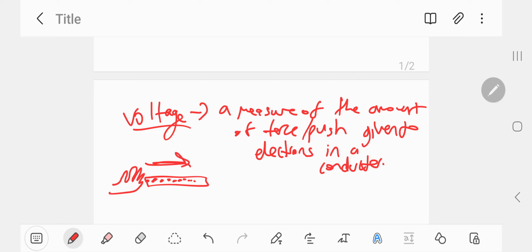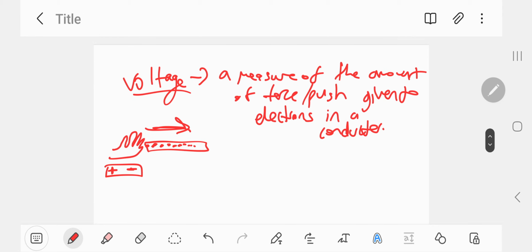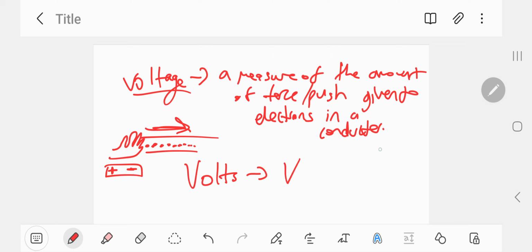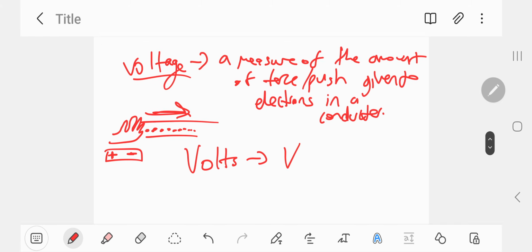That's voltage. And voltage is typically supplied by a battery. If you look at a battery, it might say 1.2 volts. That's the measure of the amount of force that the battery can provide to push the electrons. Voltage is measured in units of volts, given the symbol V. It's named after the Italian physicist Alessandro Volta, who invented the first battery. So that's voltage, measured in volts.